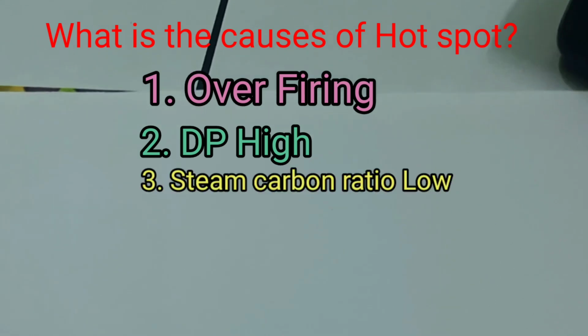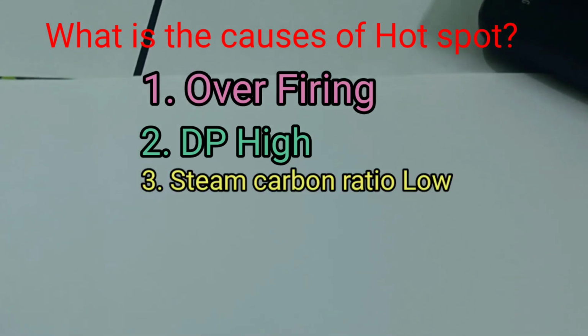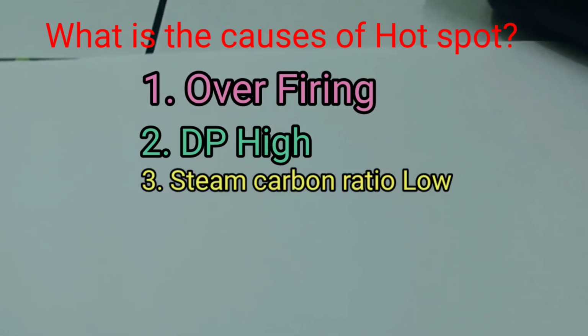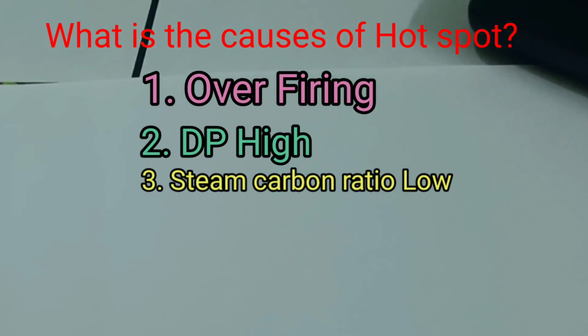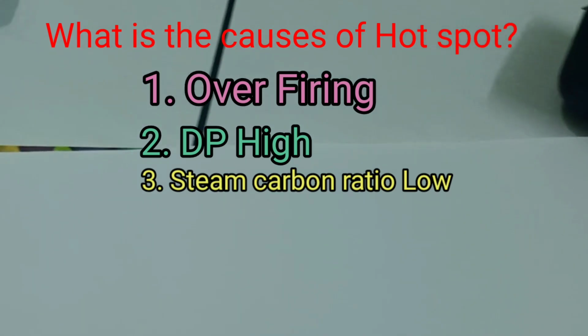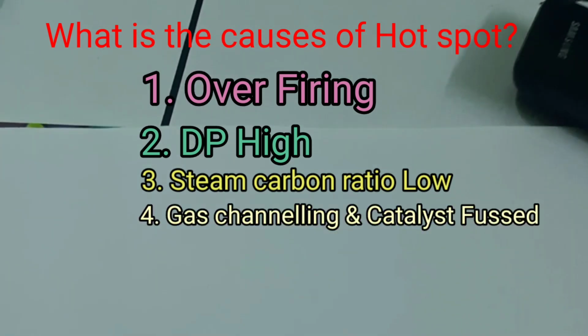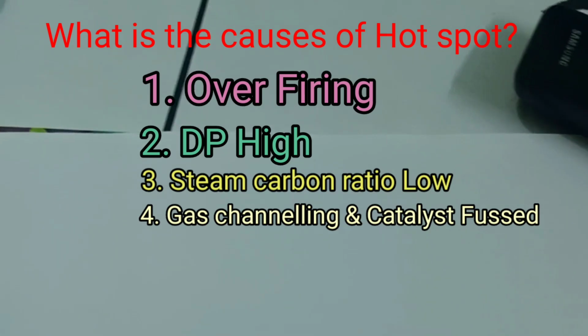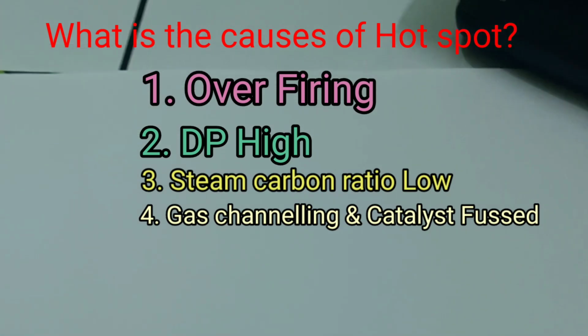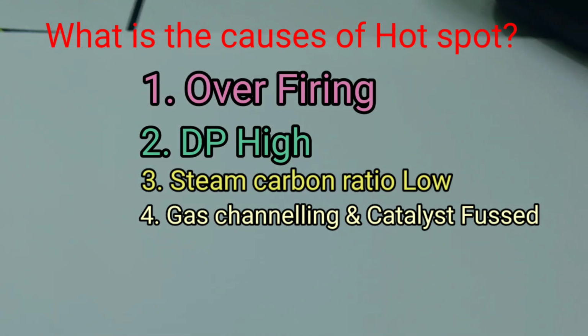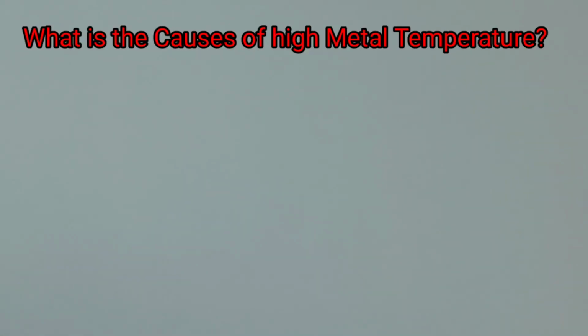You can also tell them low steam carbon ratio. If the steam carbon ratio comes low, a hot spot is also possible. Another is gas channeling and catalyst fuse. If the catalyst fuses, a hot spot is also possible. The interviewer can ask what are the causes of high metal temperature, why the metal temperature may increase. You can tell them overfiring.